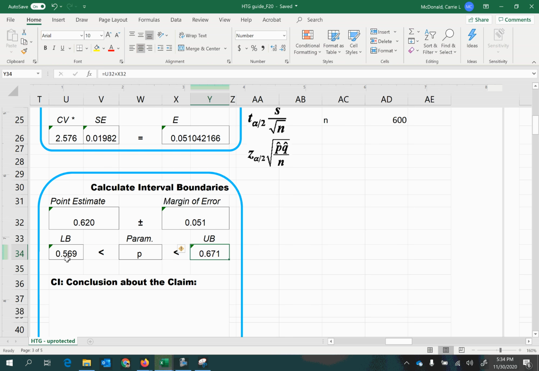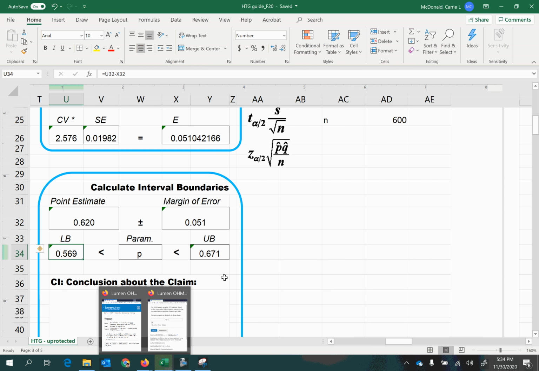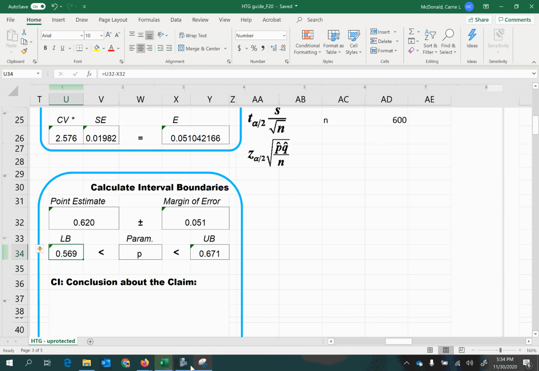And these are in the form that we wanted them in. So we are all done with this problem, and I hope that helped.